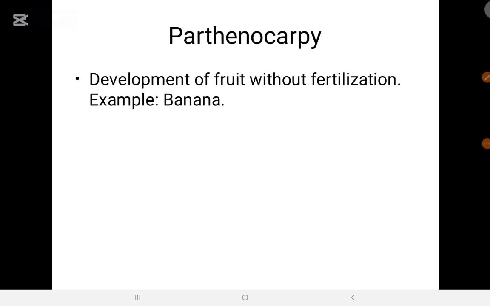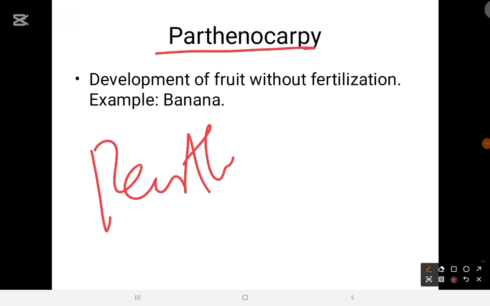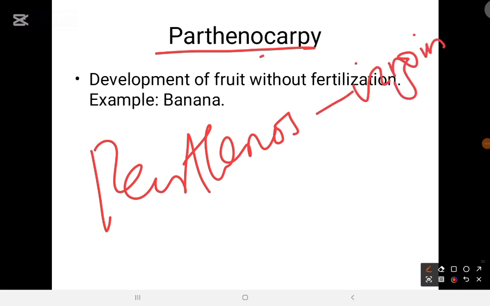Now, parthenocarpy is another term that we should see. The word parthenocarpy comes from parthenos, which means virgin, so we call it virgin birth. Carpos means fruit. So that is virgin fruit, the literal meaning.